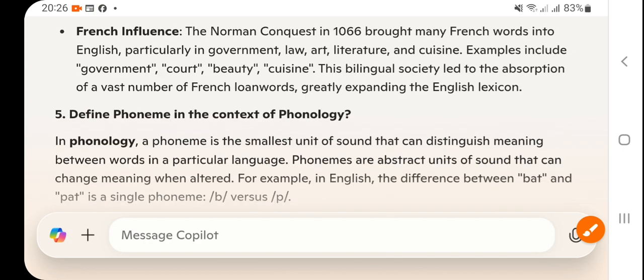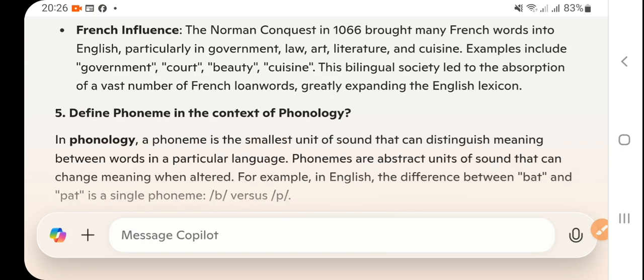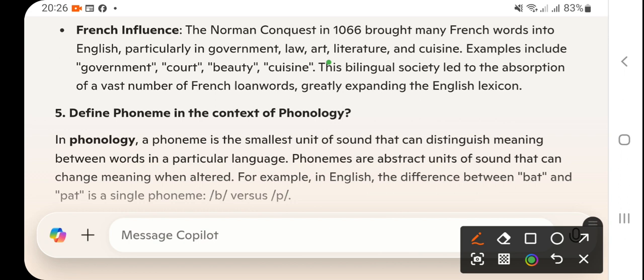Then French influence: the Norman conquest in 1066 brought many French words into English, as we had already discussed in the class, particularly in government, law, art, literature, and cuisine, right?